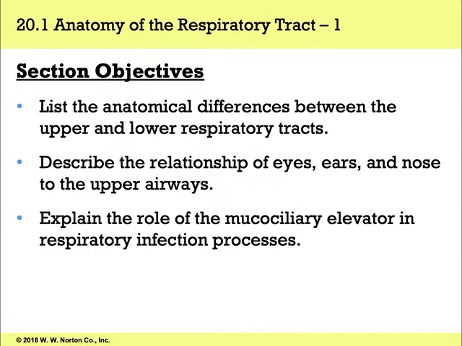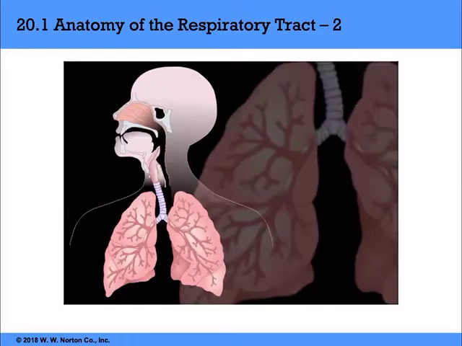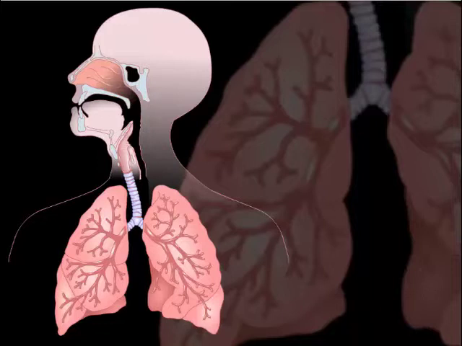And in this section, we'll talk about the anatomy and physiology of the tract, describe the relationship of the eyes, ears, nose, and the upper airways, and talk about the role of the mucociliary escalator in the respiratory infection process. So this is a quick review of the components of the respiratory system. The respiratory system functions to move air into and out of the lungs and provides a surface for gas exchange.